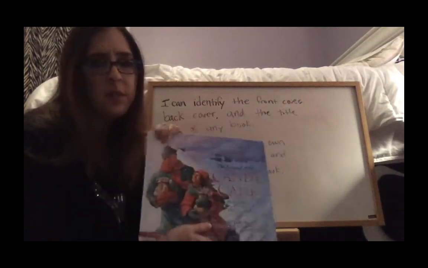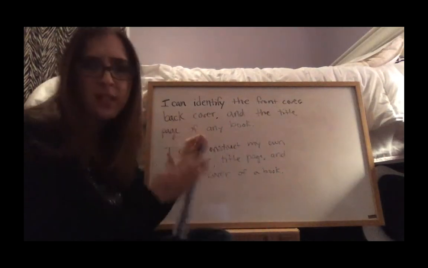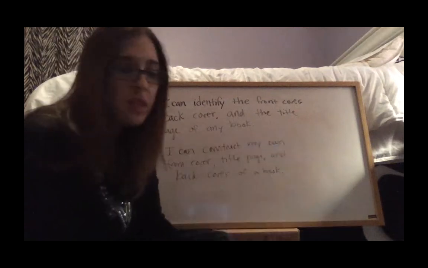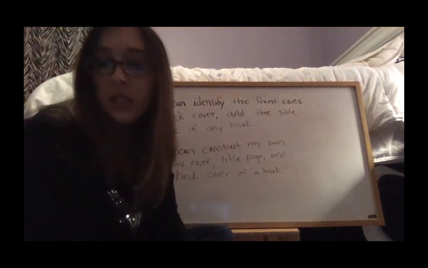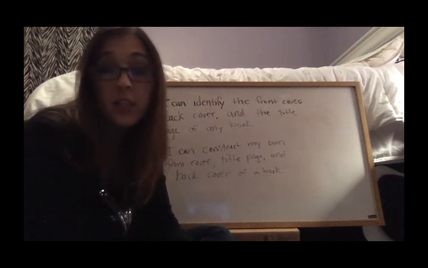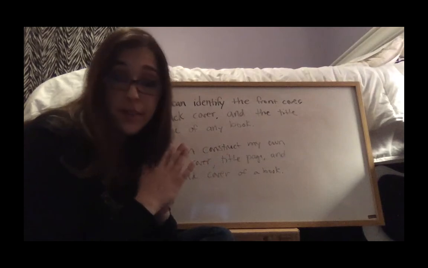But there are other ways we could put it together, like rings or something like that. The spine is very important for books. Today we're going to learn about more parts of our book. We're going to learn about the front cover, the title page, and the back cover.